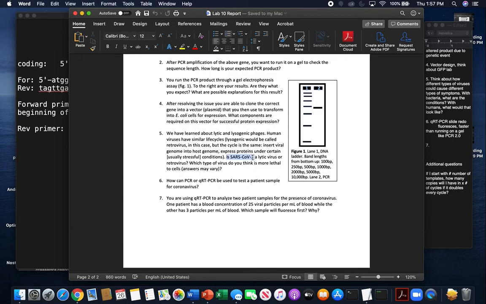So with that in mind, is SARS a lytic virus or a retrovirus? How do you know the answer to that? And which one do you think is more lethal? With this last one, there is not necessarily a correct answer, but I want to know what you think and why. Okay, I hope that this has answered all of your questions regarding the lab report.